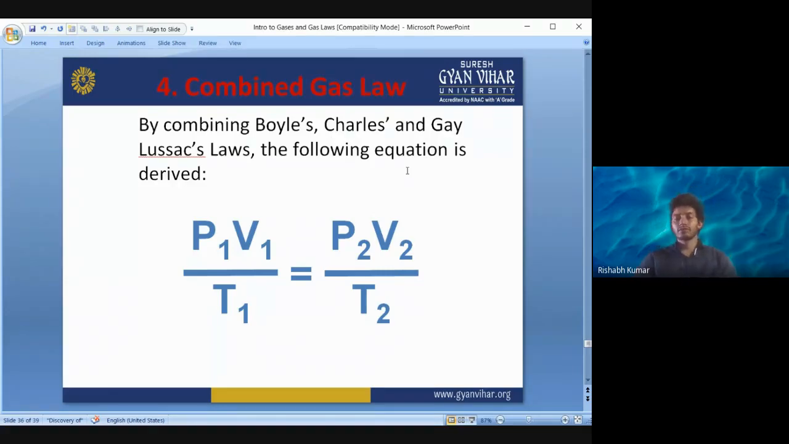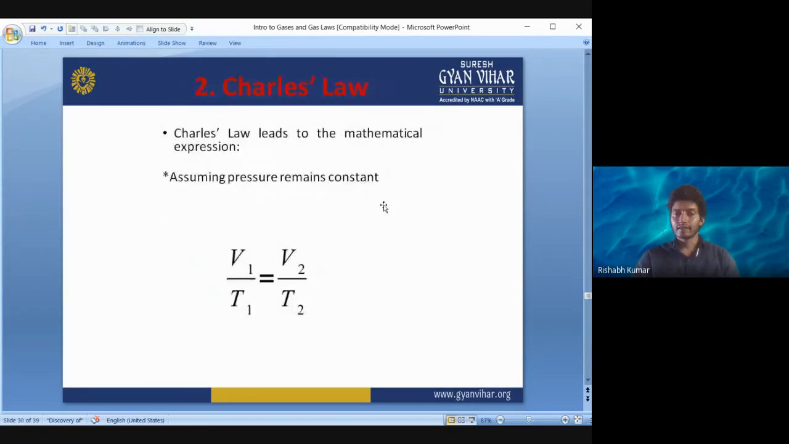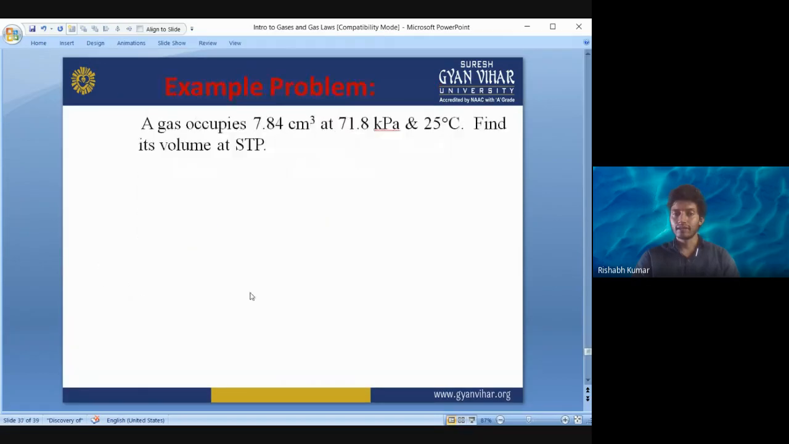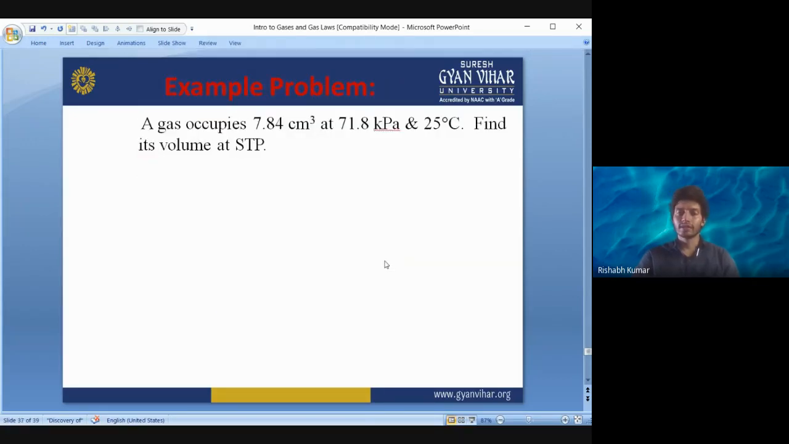Then comes your combined gas law. By combining all these three laws, that is Boyle's law, Charles' law, and Gay-Lussac's law, the following equation can be derived, right? P1 divided by T1, and V1 divided by T1. So P1 V1 divided by T1 is equal to P2 V2 divided by T2. This is known as combined gas law.